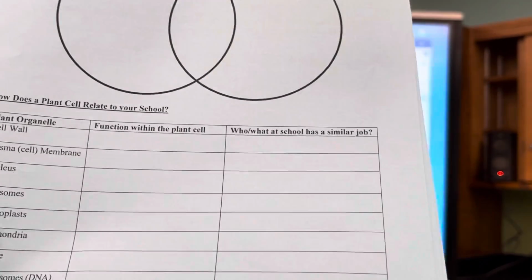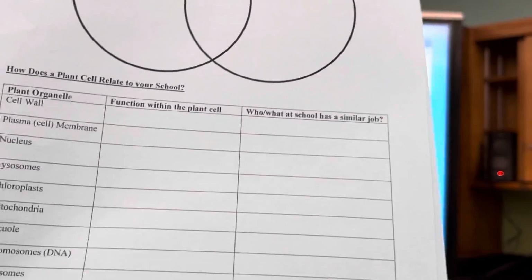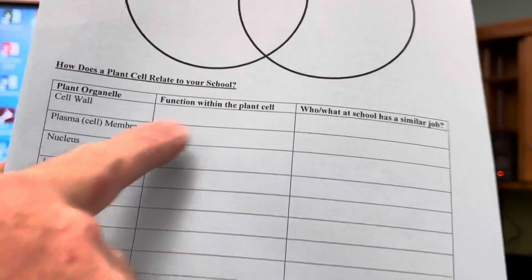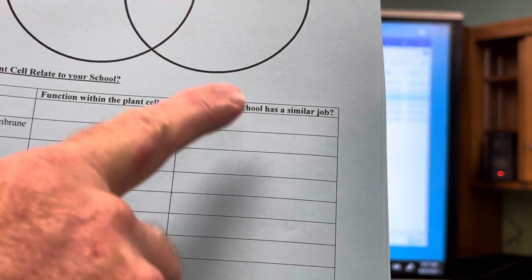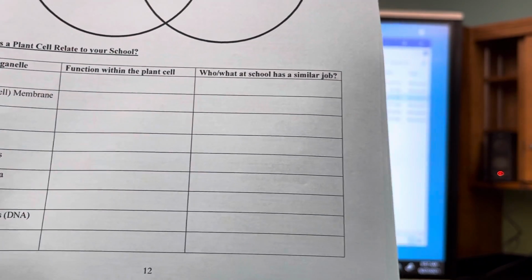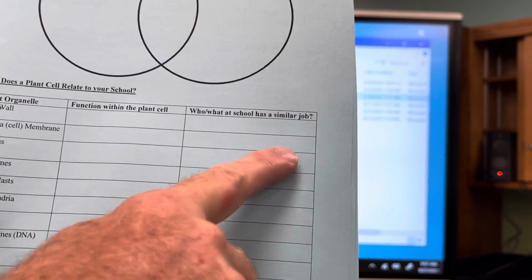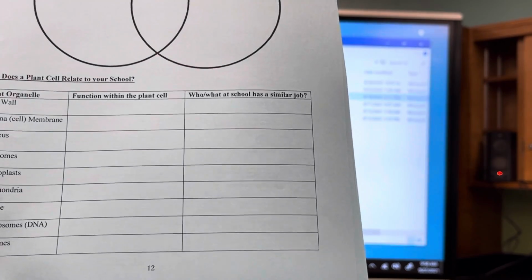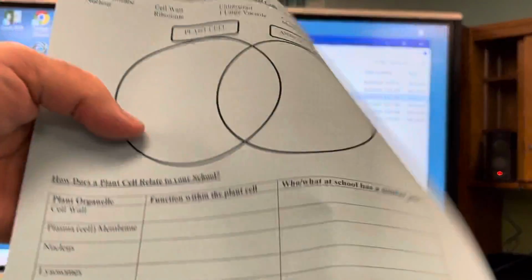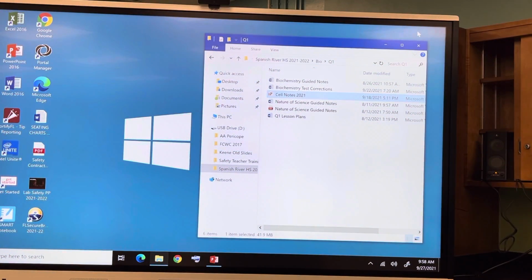And then how does a plant cell relate to your school? So you're going to, in the first column, what is the function of these organelles in the plant cell? And then who or what at school has a similar job, okay? So you're going to discuss this with the people at your table and determine which person or what object does these functions at school, for our school, okay? So that's what you're going to be working on now.